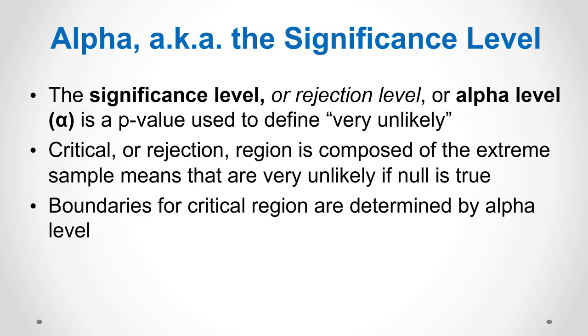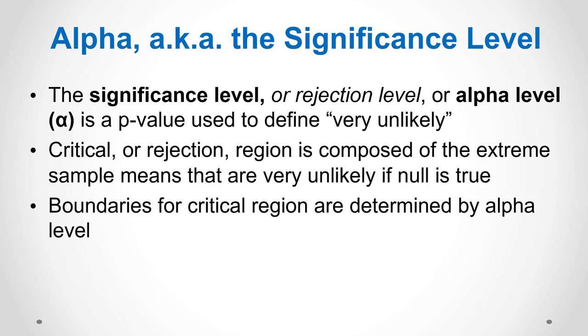To set the criteria for a decision, we state the level of significance or rejection level, also known as alpha, for a hypothesis test. The significance level is an expression of how rare your results are if the null hypothesis is true. It is usually expressed as a p-value, and the lower the p-value, the less likely the results are due to chance or sampling error.